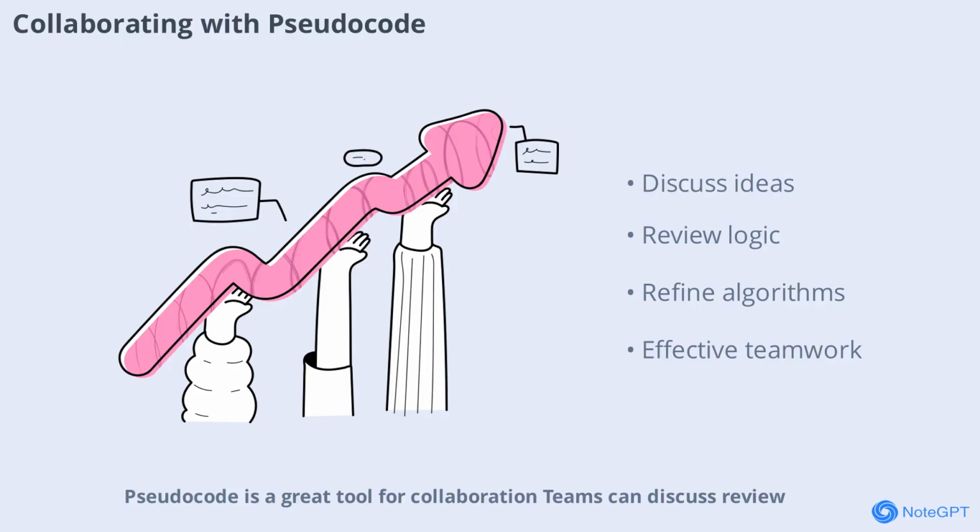Pseudocode is a great tool for collaboration. Teams can discuss, review, and refine algorithms together before writing any code. This shared understanding leads to better designs and fewer mistakes, making teamwork more effective.